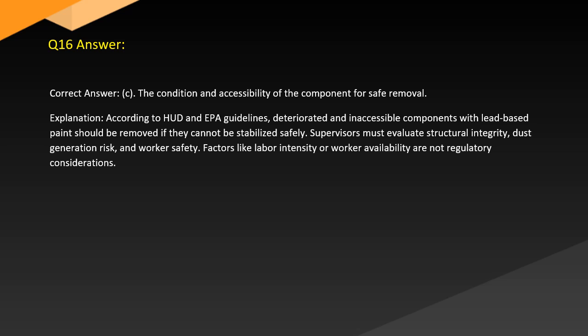Answer. Correct answer: C. The condition and accessibility of the component for safe removal. Explanation. According to HUD and EPA guidelines, deteriorated and inaccessible components with lead-based paint should be removed if they cannot be stabilized safely. Supervisors must evaluate structural integrity, dust generation risk, and worker safety. Factors like labor intensity or worker availability are not regulatory considerations.